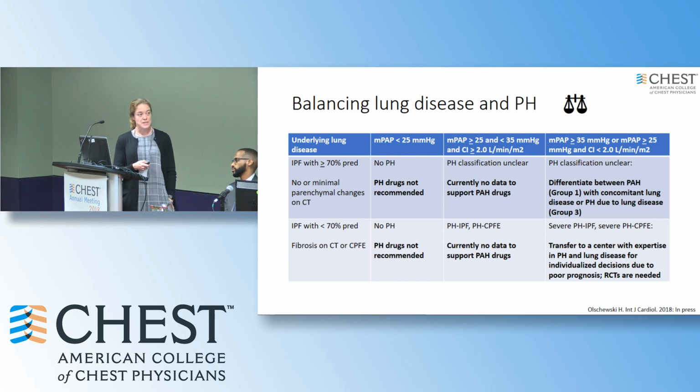So to walk you through this table, if you have a patient who has mild lung disease up here in this corner, which would be IPF with a FVC of greater than 70% predicted, minimal findings on CT scan, that would be considered mild lung disease. And if their MPAP is less than 25, they don't have pulmonary hypertension, so they don't recommend drugs. If they have severe pulmonary fibrosis, again, no PH drugs are recommended.